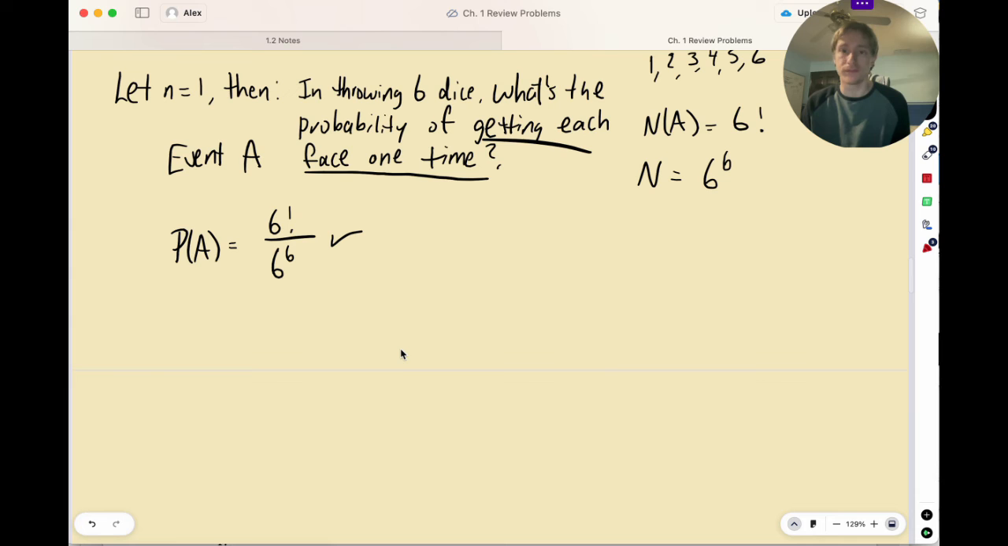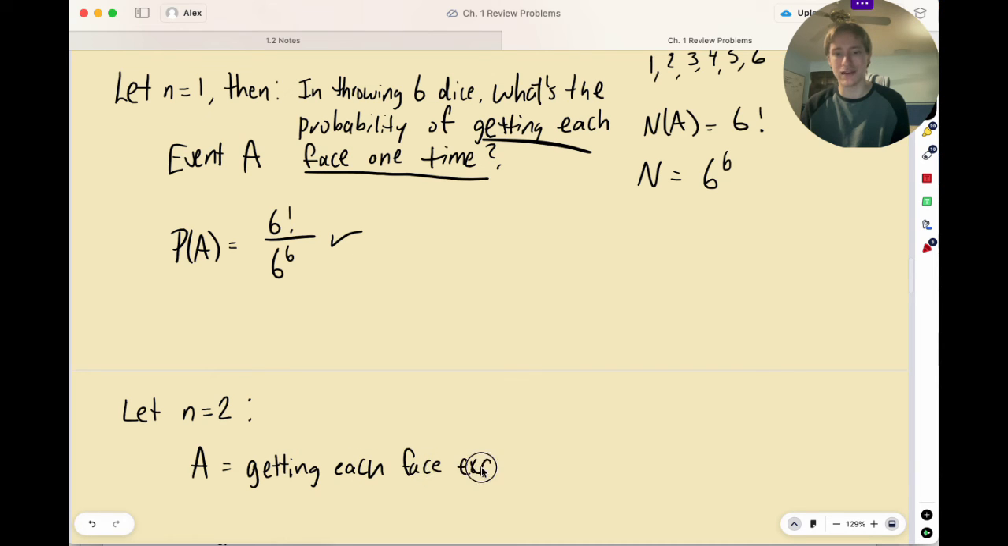Let's let n equal 2. This is really good as an exercise to build up to just an arbitrary n. Okay, if we want n equal 2, then we have that the event A is now getting each face, I should have specified exactly twice in 12 rolls, right? 6 times 2 is 12. So in 12 rolls of the dice.